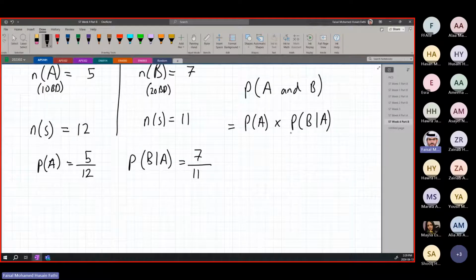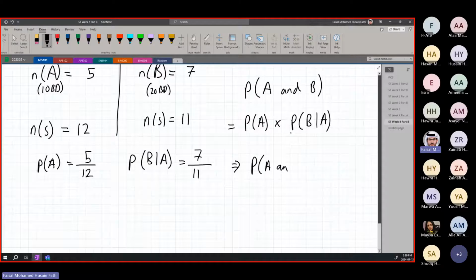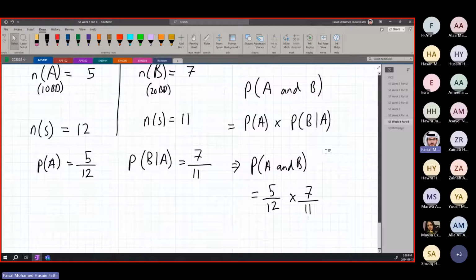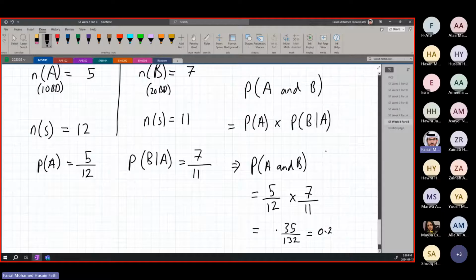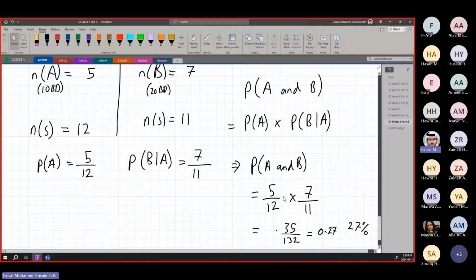All right? So this is going to give us P of A and B is equal to 5/12 times 7/11. Okay? So just put that in the calculator. So this is going to be equal to 35/132, which is 0.27 or 27% chance. Okay? A few things here to note, all right?